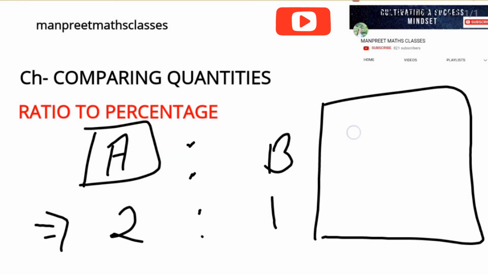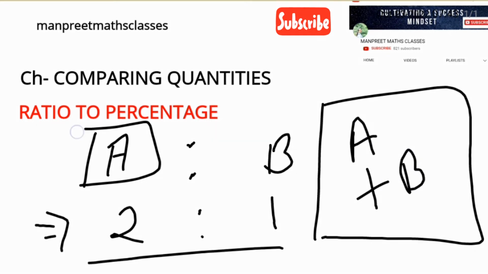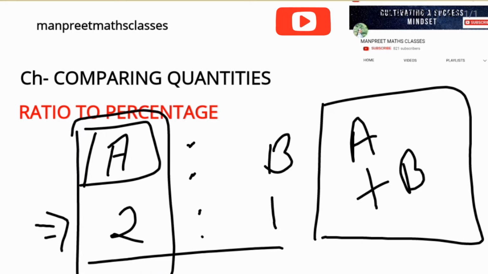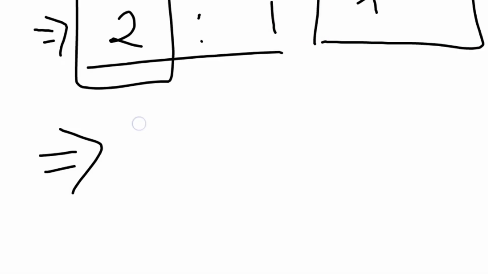Suppose this is given a box. Here are two things mixed, A and B, and the ratio is 2:1. Now the question is asking what is the percentage of the quantity of A. So what formula do we use? Method only. First we'll see both A and B in fraction.